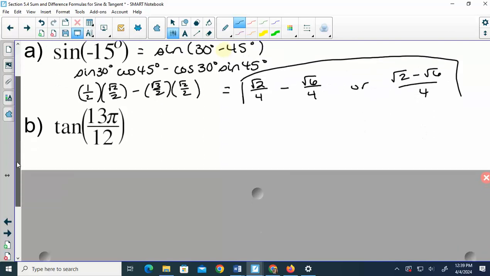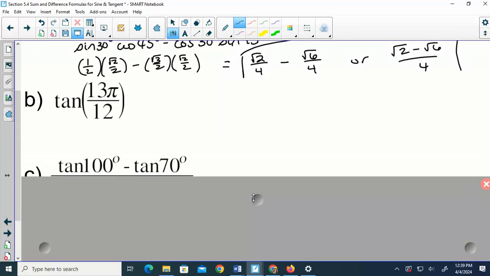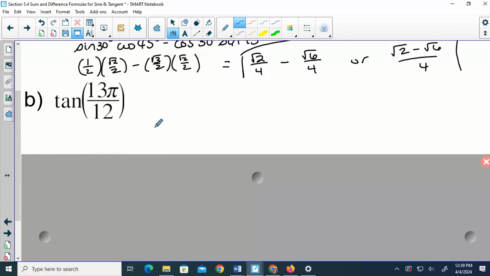Turn it into degrees. Tangent of 13 pi over 12. You are welcome to keep it in radians. However, I think most of us will probably struggle a little bit trying to find what adds or subtracts to 13 pi over 12. So to convert, we multiply by 180 over pi. What is 13 over 12 times 180? 195.